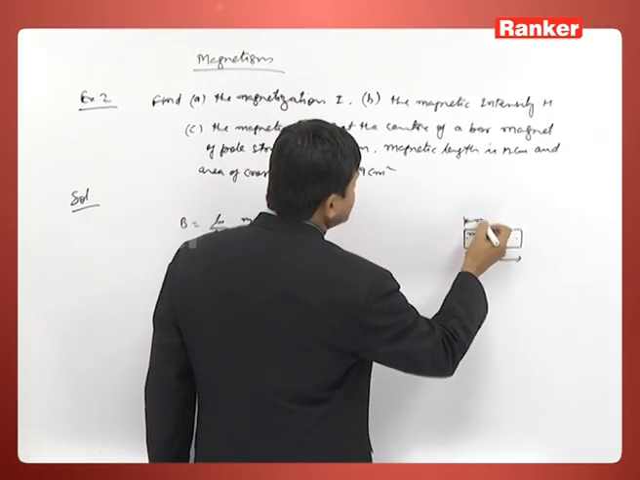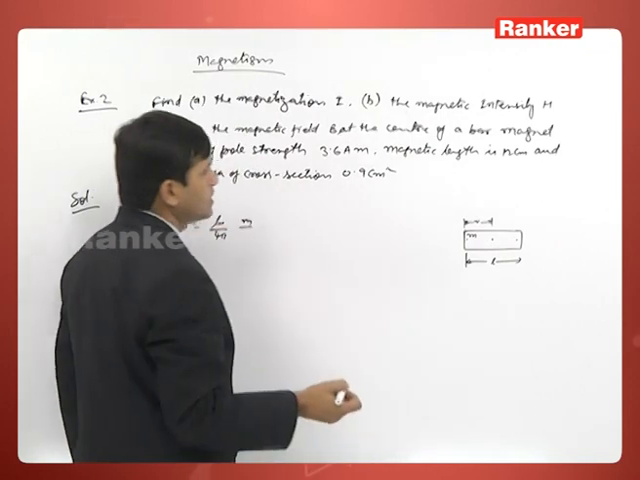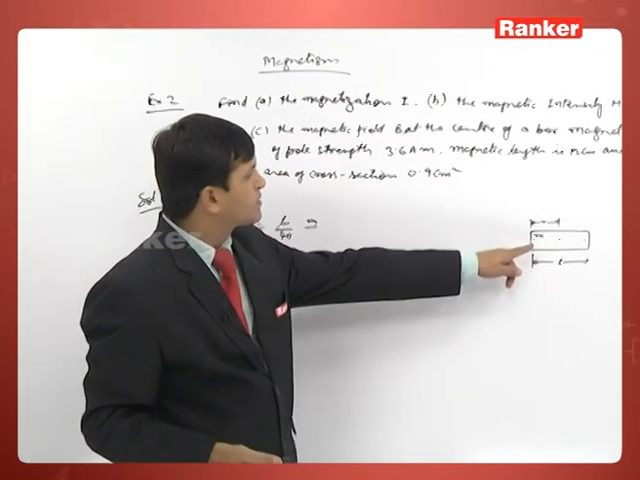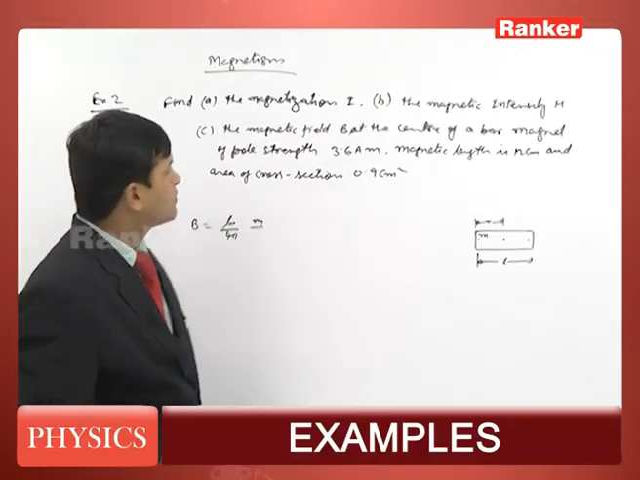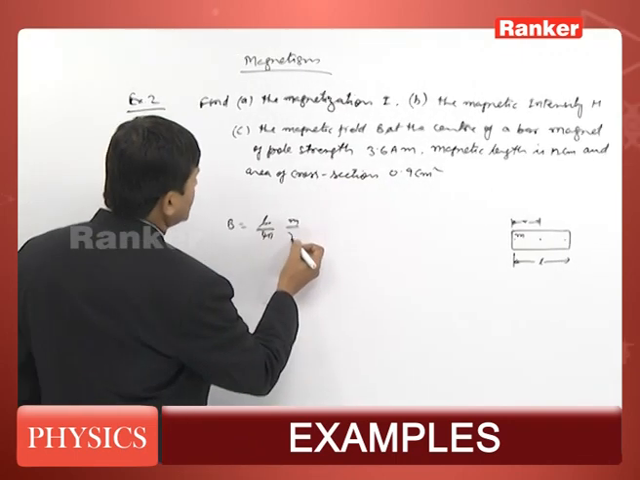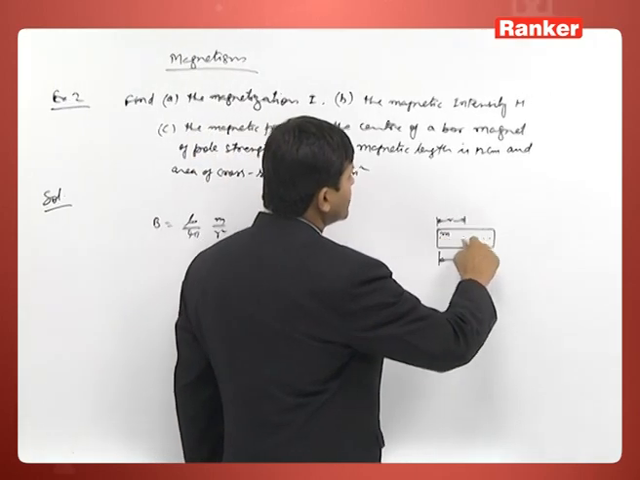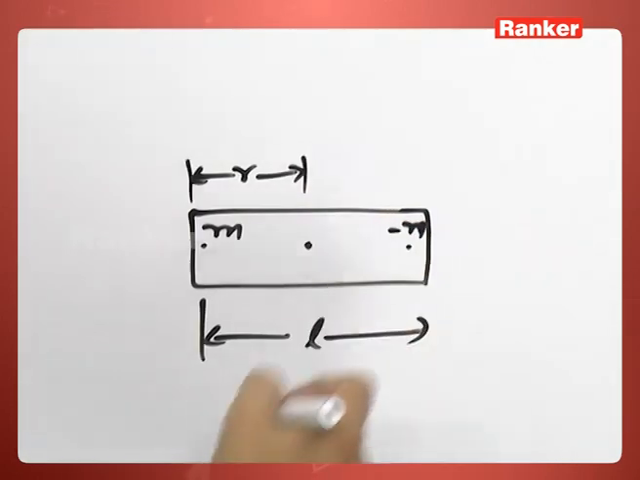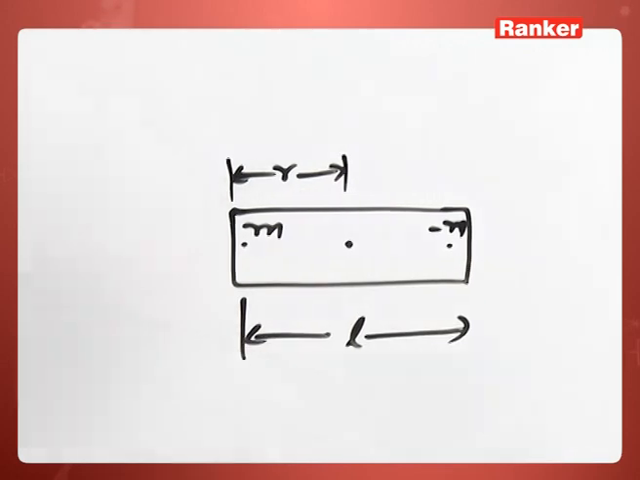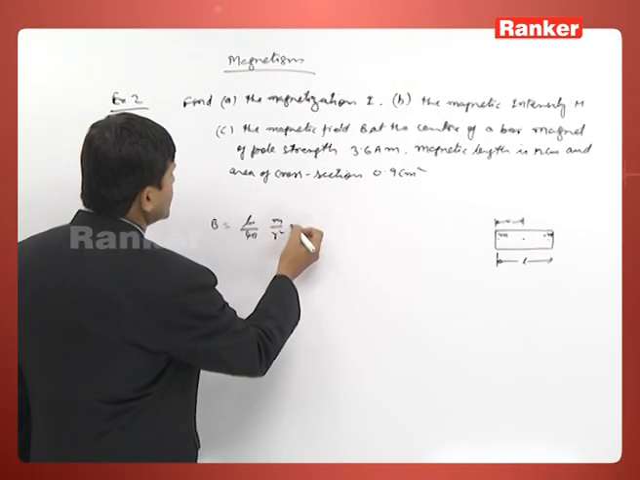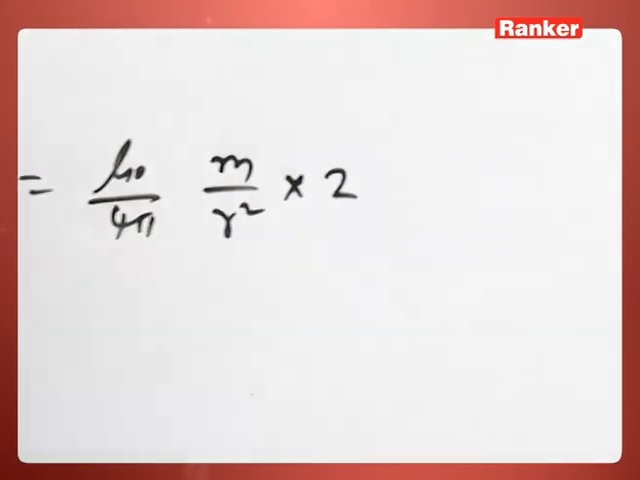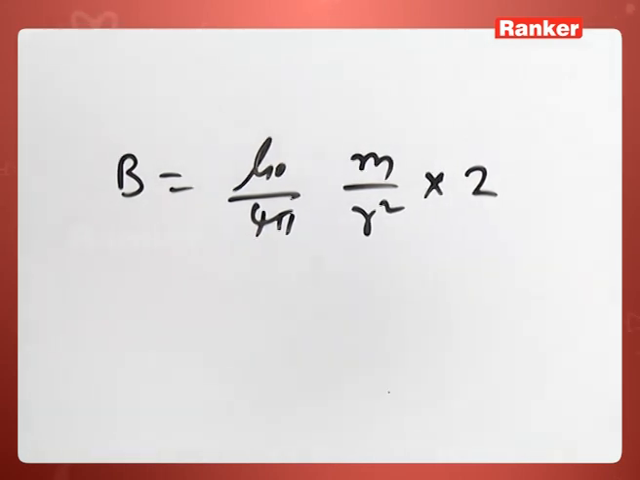R is, you can say, the distance from the center to one of the poles, that is R square, and here one is positive, another negative pole. So due to the negative towards this, positive towards this, the net magnetic field becomes 2 times. This is the value of B.